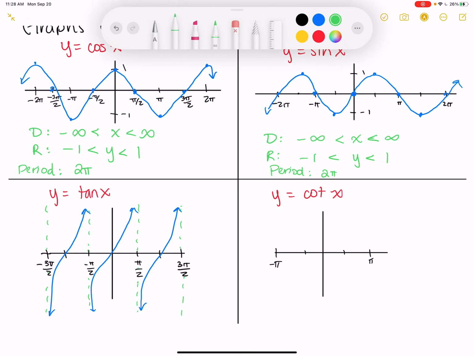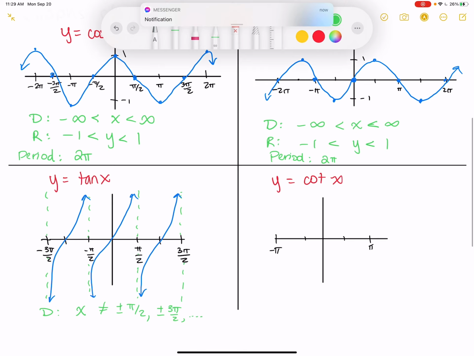Tangent looks something like that. So for the domain for something like this one, it's basically all values of x except these pi over 2 increments. So we can just put x not equal to plus or minus pi over 2, plus or minus 3 pi over 2, dot dot dot. It'll just be at all of those values. The range literally covers all y values, so negative infinity less than y less than infinity. And it has a period of pi.